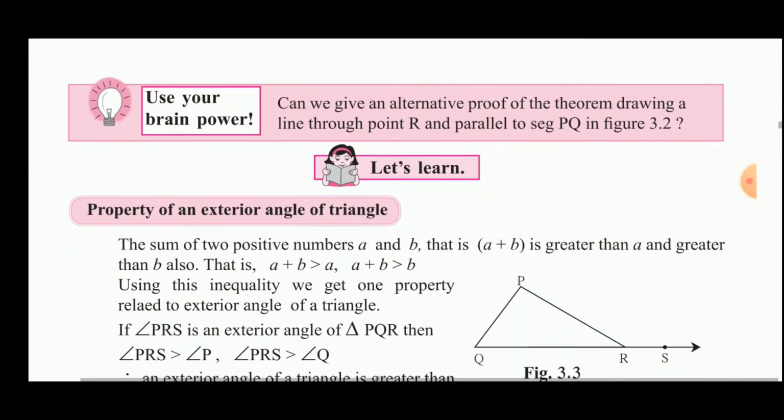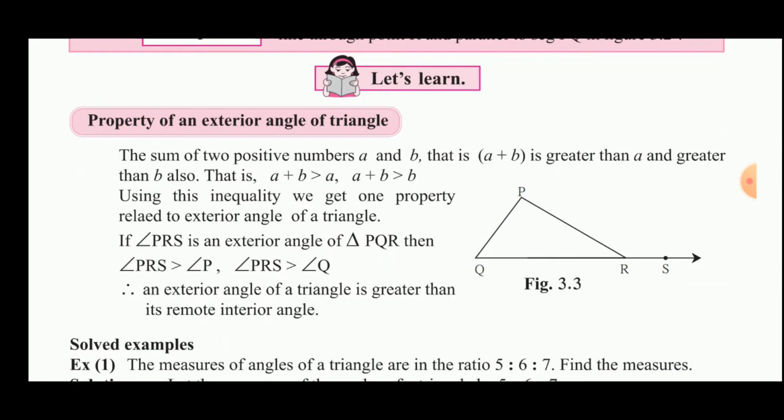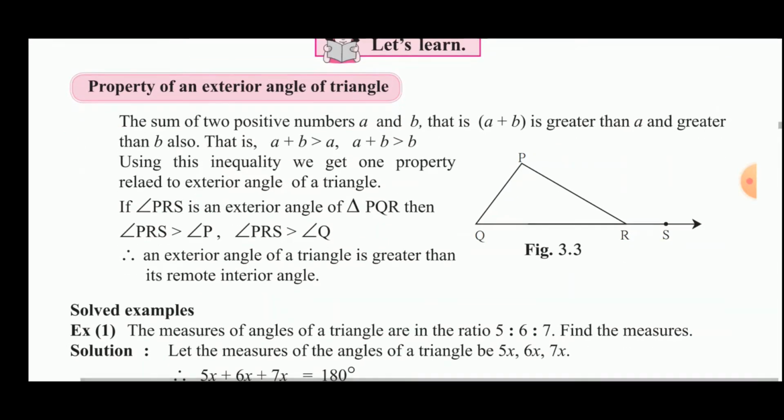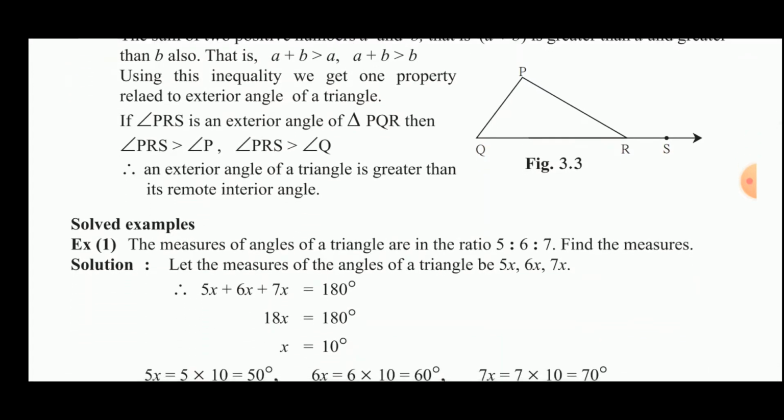Now let us see the next one, the property of an exterior angle of a triangle. Now we know that the sum of two positive numbers a and b, a plus b, is always greater than a and greater than b also. Now angle PRS is an exterior angle of triangle PQR. Then angle PRS is greater than angle P as well as greater than angle Q. So the exterior angle is always greater than its remote interior angle.